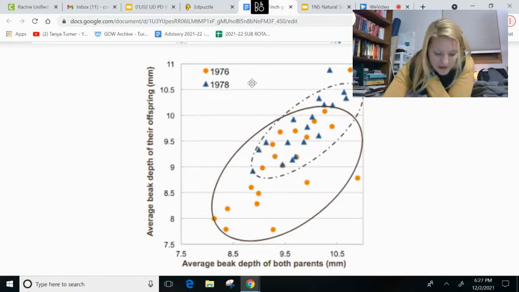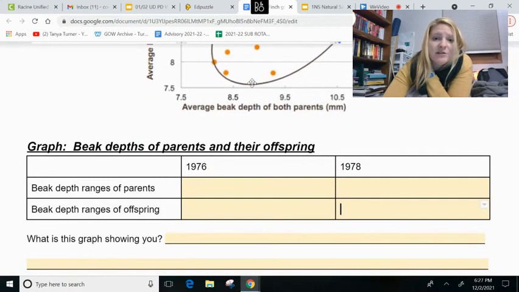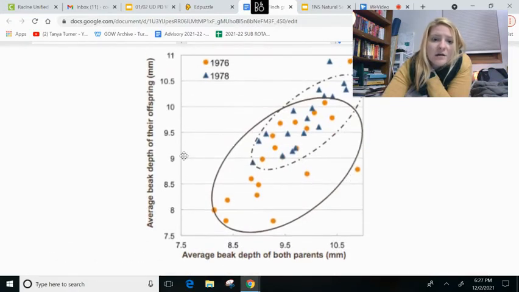Your first question on graph 4 on page 126, it's also down here, which I'll be typing in, is we want to fill in the chart for the beak depth ranges of the parents for both years. So remember, the parents are on the x-axis down here, and there's a circle representing 1976 and a dotted oval representing 1978, because if you do look, there are some outliers on here, and they wanted to get like the average and make sure their data was accurate. So based on this information, we wanted to know the beak depth ranges of parents in 1976 we'll start with, so the circles.